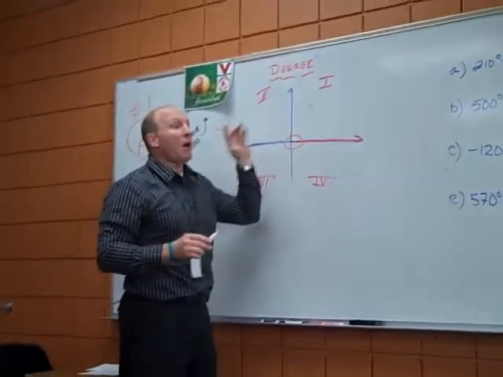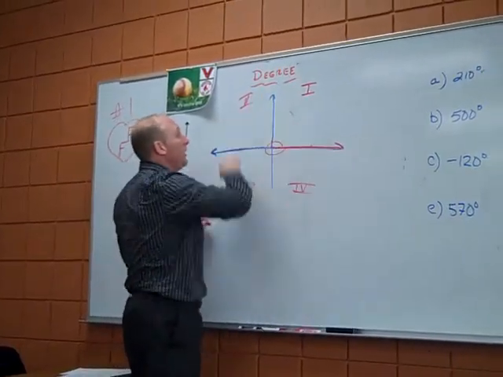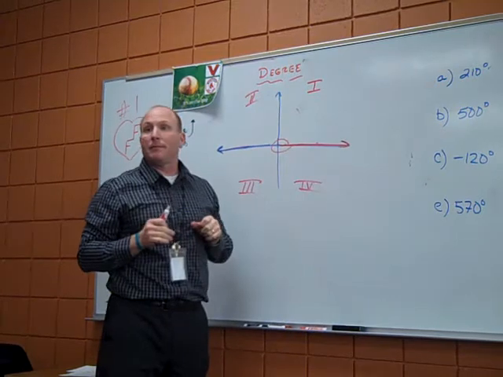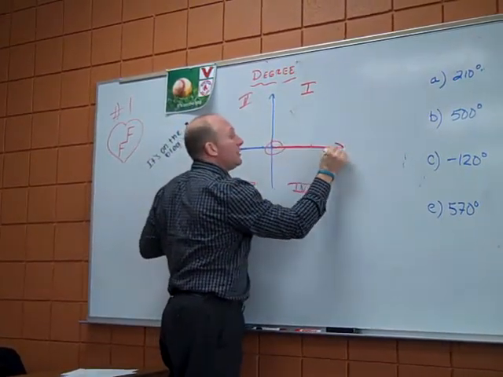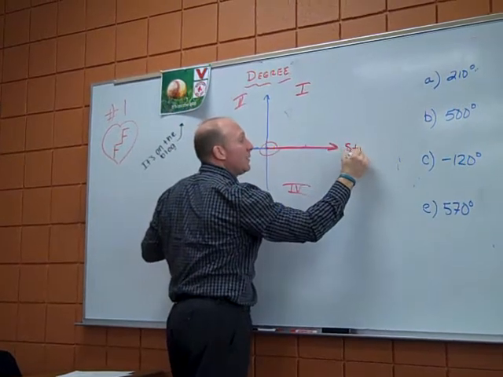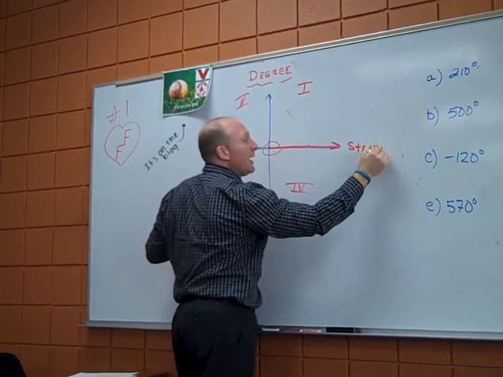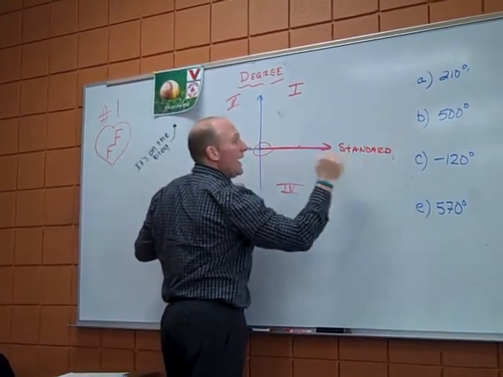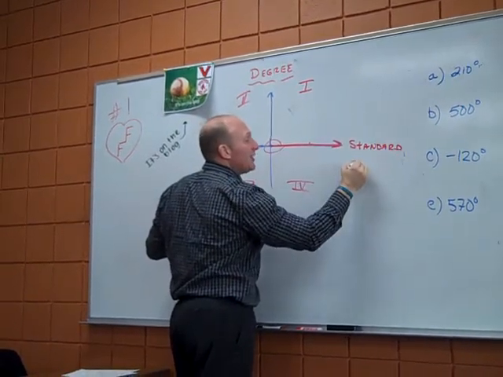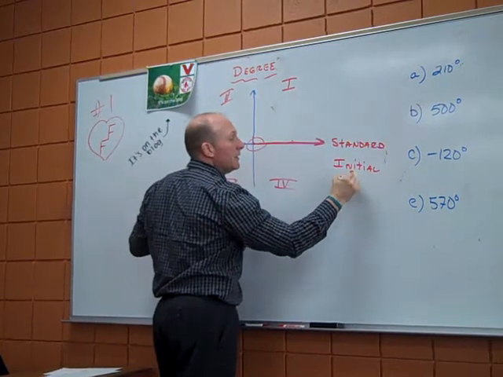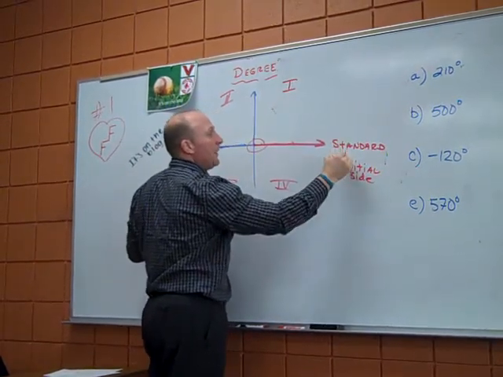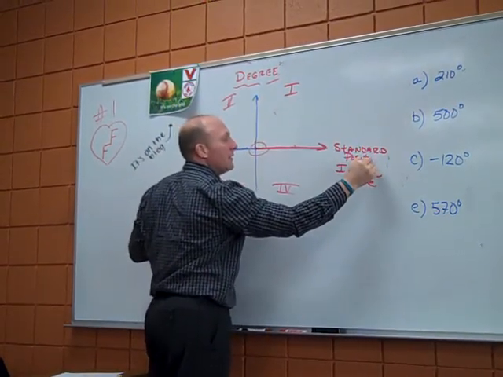Good. Okay, so when we are talking about degrees, we are going to work with this coordinate. This is called your standard position. It's where you start every single time. One of your legs will be the initial side. Initial side is one of the legs, and it will always be in standard position.